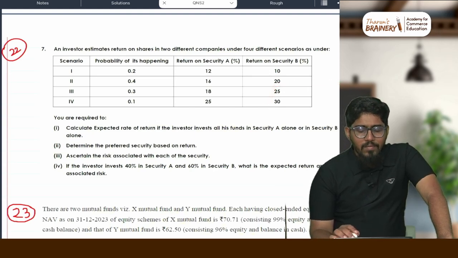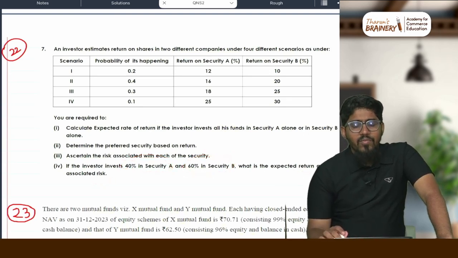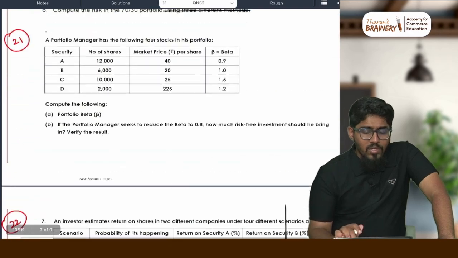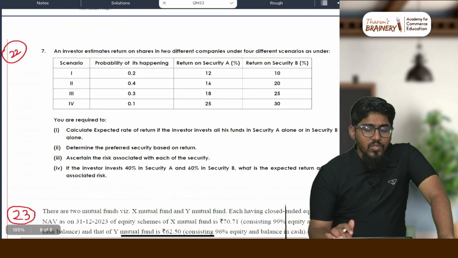You will get the standard deviation. If the investor invests 40% in A and 60% in B, what is the return and risk? So return of the portfolio and risk of the portfolio. It is similar to the question that we have solved before. It is similar to question number 20.